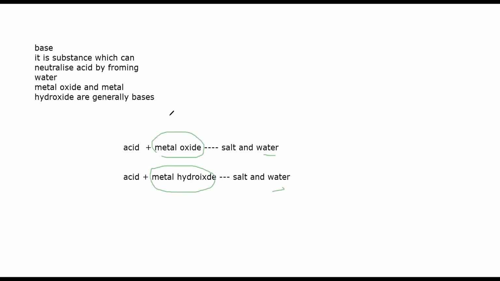That substance which neutralizes the acid, we call that a base. And if the base can dissolve in water, yes, salt is also formed, but the main idea for a substance to be a base is that it should neutralize the acid and form water. So acid plus metal oxide and metal hydroxide generally refers to a base. And if the base is soluble in water, we call that an alkali. Normally, substances which give hydroxide ions in solution are known as alkalis. Is it clear?